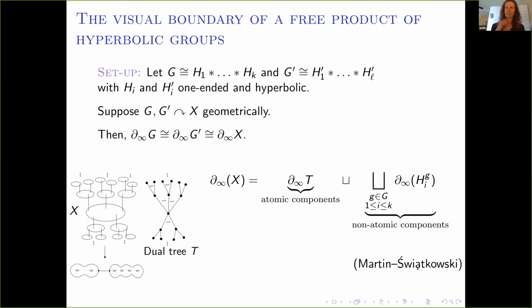And the other components in the boundary are called non-atomic. And there's one component for every coset or conjugate of a one-ended vertex group. So in this example of these surface groups, the non-atomic components are exactly the circles that arise as boundaries of copies of the hyperbolic plane.